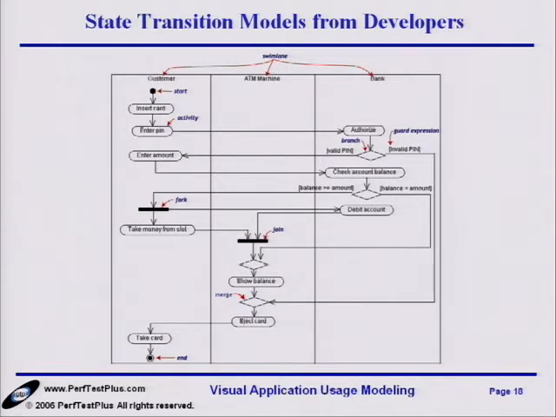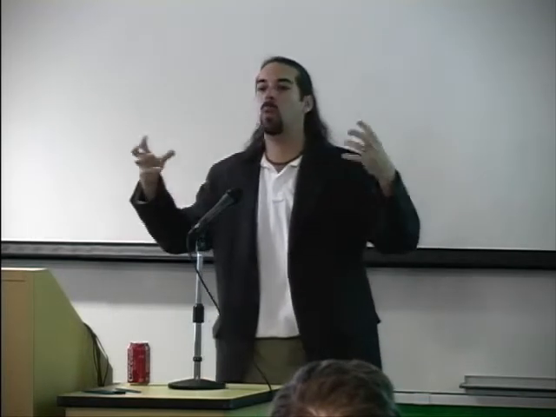State transition models. I can look at this and read this, right? This happens to be an ATM, an automatic teller machine. But as I looked at this, I realized that it tells how the application can be used. It doesn't talk about how it will be used. And I think that's one of the paradigm shifts when we talk about application usage that some people need to make. Not how can it be used, but how will it be used.